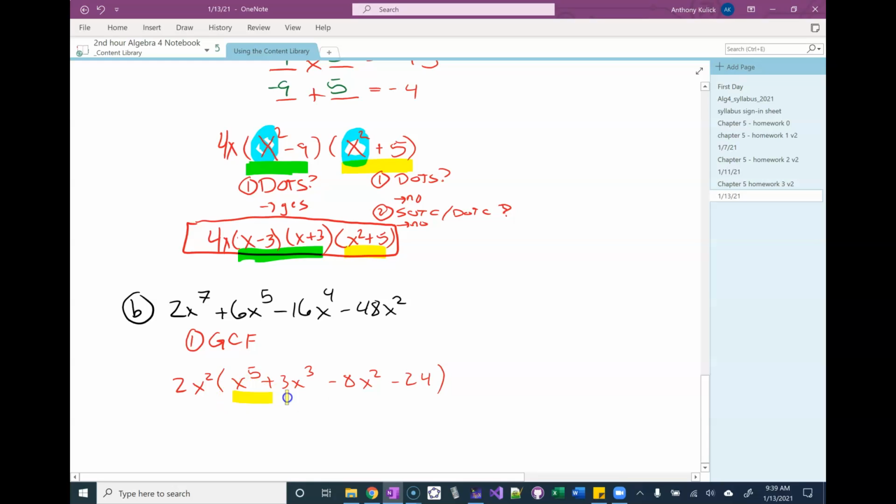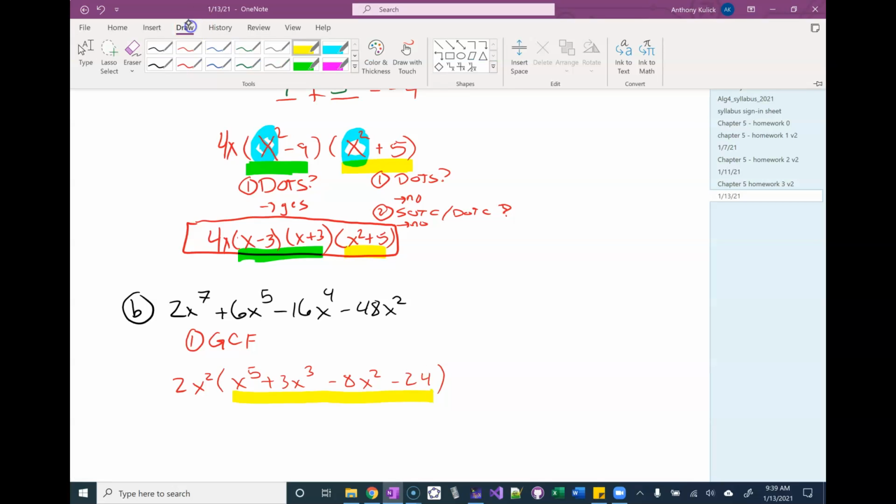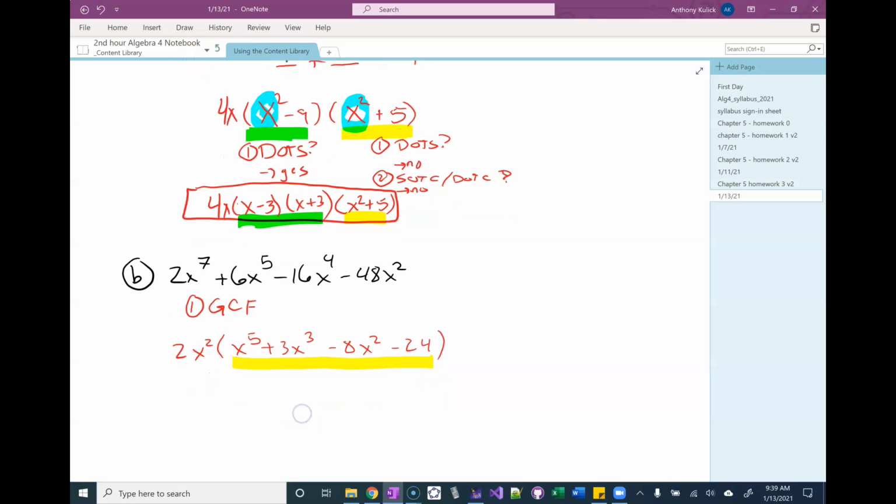And now as we continue, we're only really worried about this piece, right? The 2x squared out front we ignore. We just have to hang on to it, but we're done using it to do anything. So after the greatest common factor, we have to look at the number of terms. How many terms do we have in this case? 4 terms. So if we go down the 4-term branch, the first thing it says is to check if we can factor by grouping.